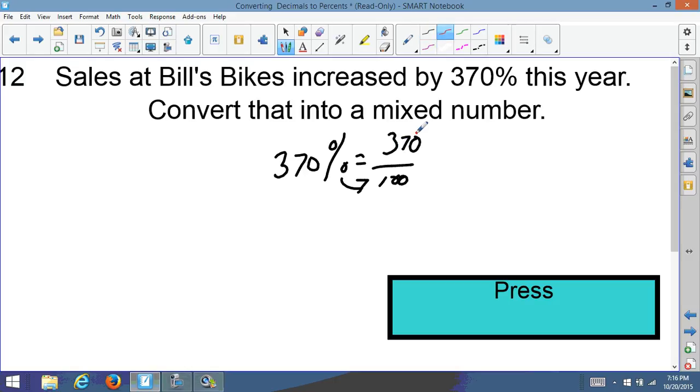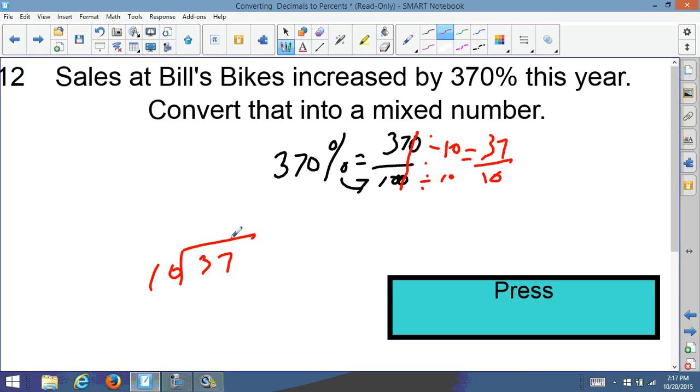So I would divide this by 10, because this is a 0 and this ends in a 0. That's the same thing as dividing by 10, top and bottom. So that's a shortcut, just cut off the 0. That will give you 37 over 10. And now you can divide that a little bit more, or just use your regular division. 10 on the outside, 37 on the inside. 10 goes into 3, 0 times.